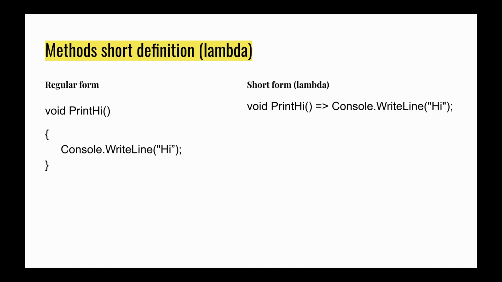Method's short definition. If a method defines only one statement as a body, we can shorten the method definition. For example, suppose we have a method like this. We can also shorten it this way. That is, the list of parameters is followed by the arrow operator, followed by the instruction being executed.